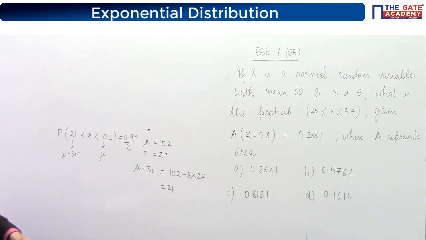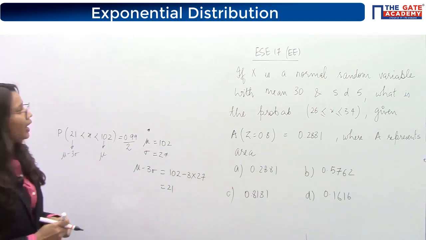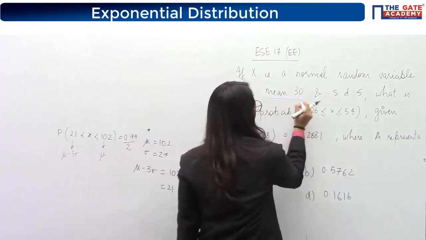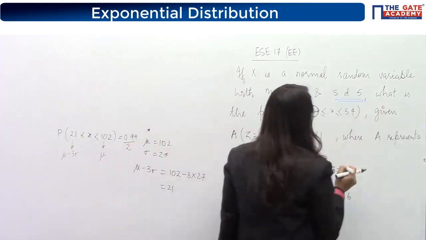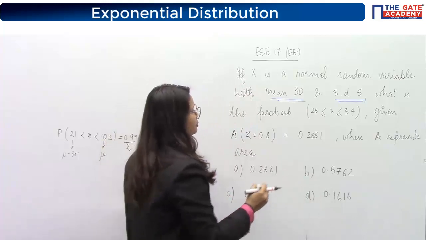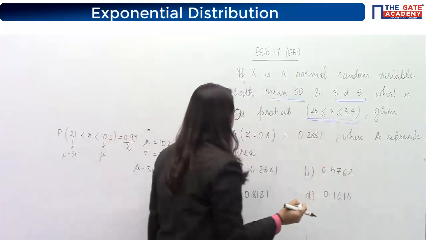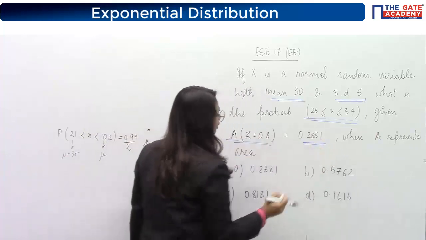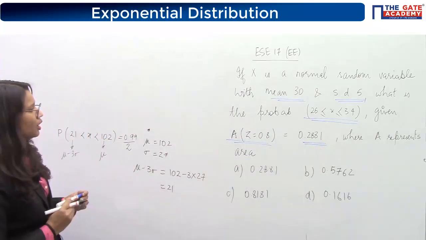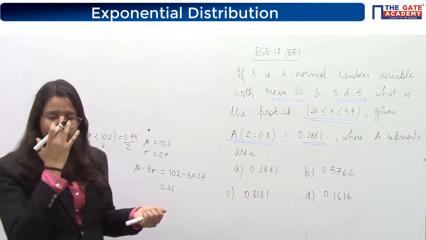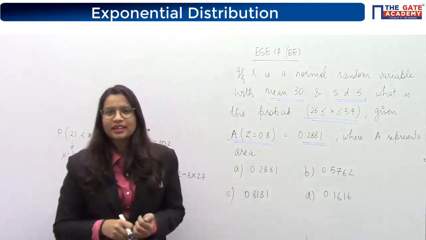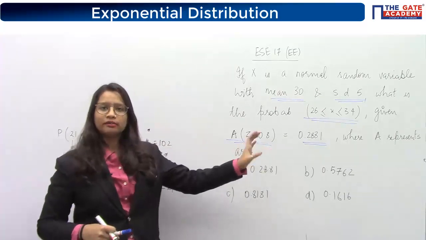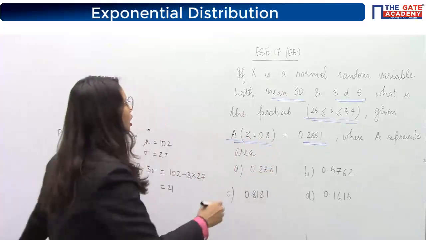So let's see how to solve this question. It has been given in this question that x is a normal random variable with mean as 30 and standard deviation as 5. And this probability has been asked to you, where given z of 0.8 is 0.281. This is all the data given to you. So first thing, if this question comes in the GATE exam, again this value will be given to you in the question. Okay, so how to solve this?